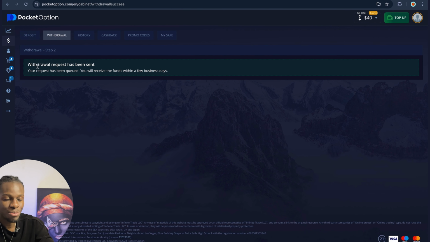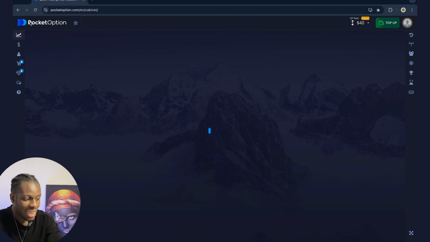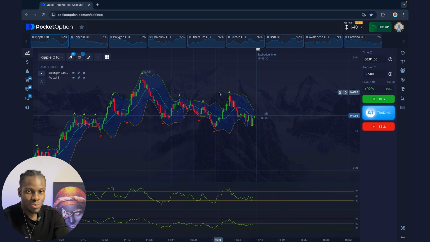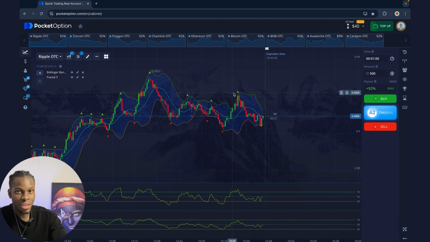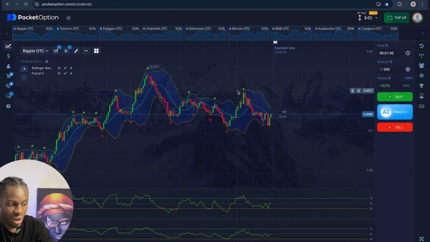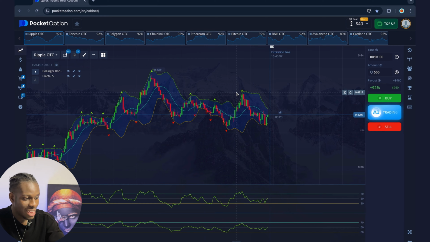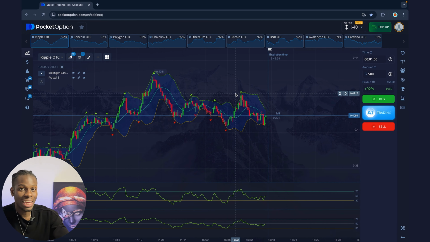Guys, today was amazing. And that's basically how I use the Bollinger Bands with the oscillator indicators to make money from the market. This is a trend based strategy, and it is very, very effective, just as you've seen.